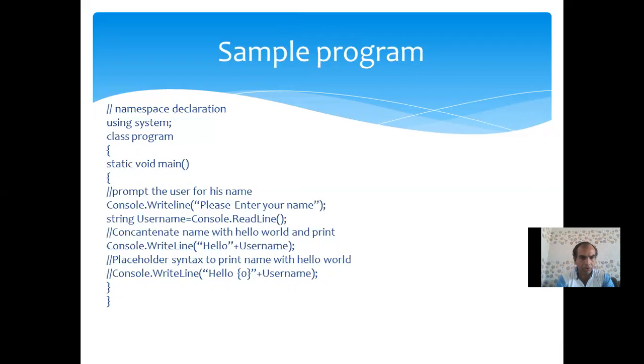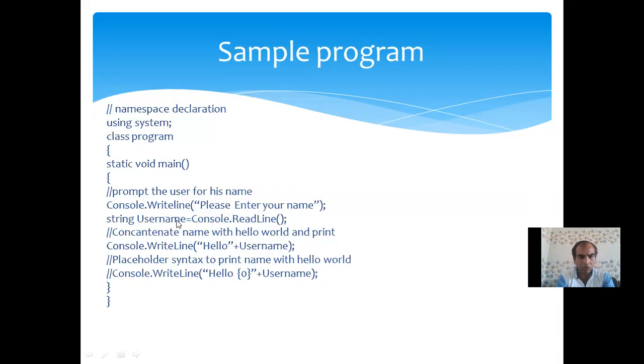If you want to use the placeholder, which is most preferable: Console.WriteLine Hello, and after that we use a curly bracket. Inside that we use the index, that is 0, and then after the string, a comma and userName. So whatever values are there, they replace the placeholder. This is the placeholder, curly bracket and 0. This is your placeholder syntax. This way also we can display the statement accepted from the user.